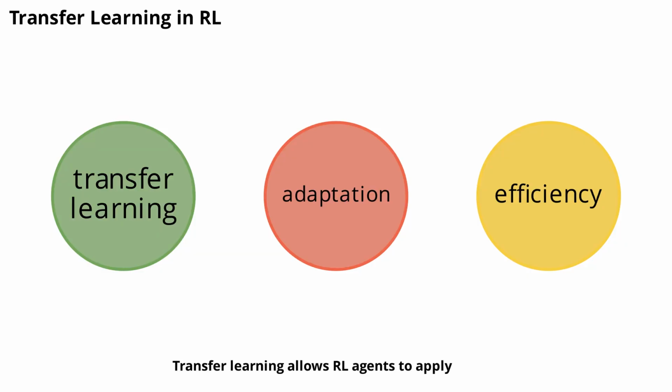Transfer learning allows RL agents to apply knowledge gained in one task to new, related tasks. This can speed up learning and improve performance in unfamiliar environments. Transfer learning is especially valuable when data is scarce or expensive to collect. By leveraging prior experience, agents become more adaptable and efficient.